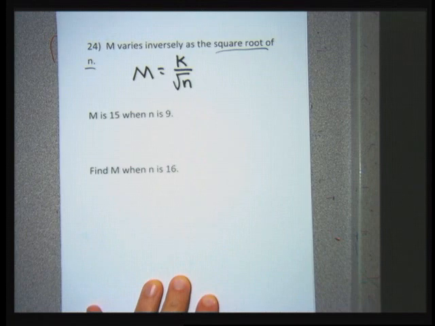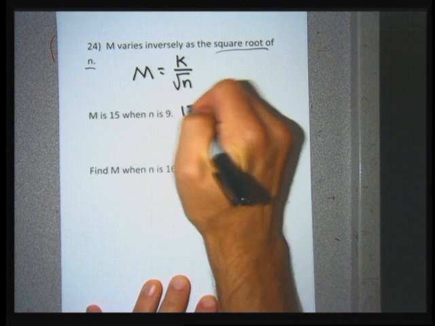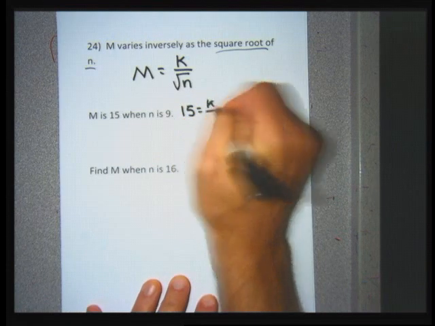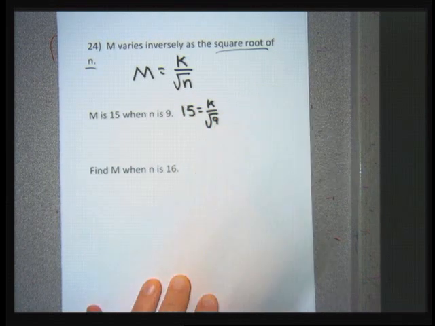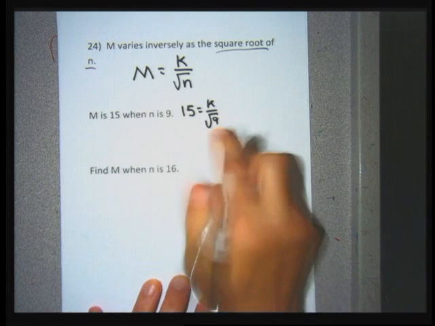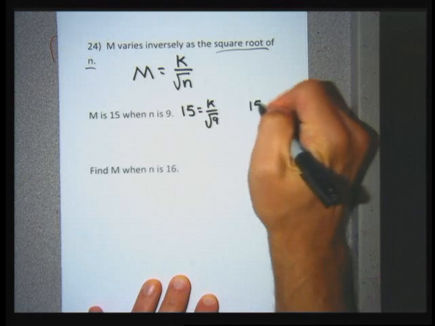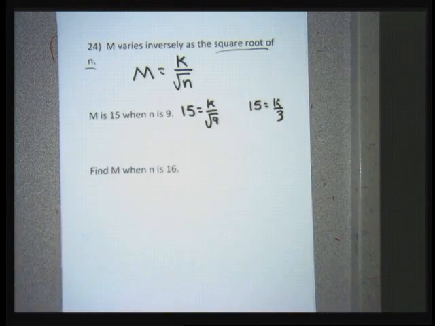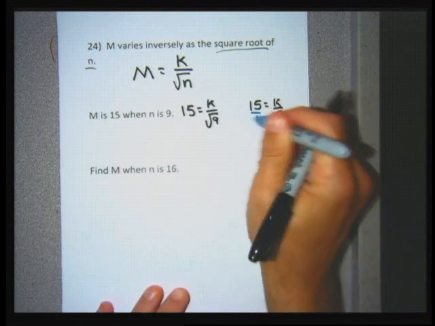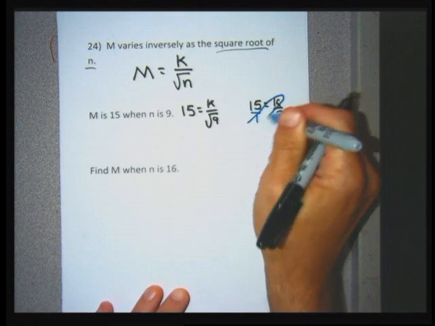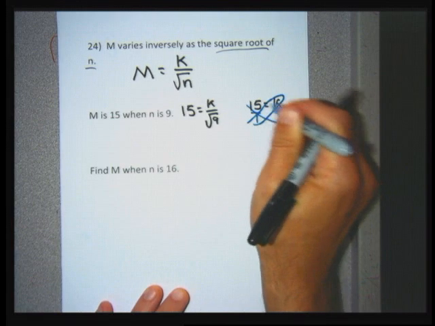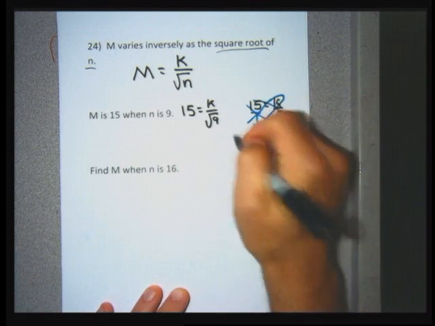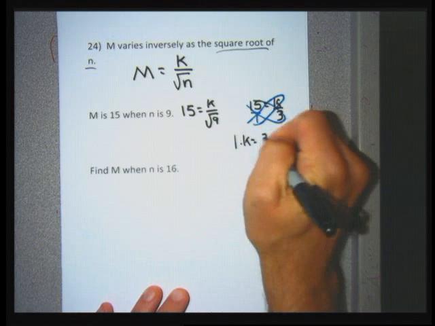Now I'm going to solve for k. I'm going to cross multiply in a second. I'm going to plug 15 in for m and 9 in for n. The square root of 9 is 3, so I'm going to get 15 equals k over 3. I'm going to write the 15 as a fraction so I can cross multiply. I'm going to write 15 over 1 equals k over 3. When I cross multiply, I'm going to get 1 times k equals 3 times 15.